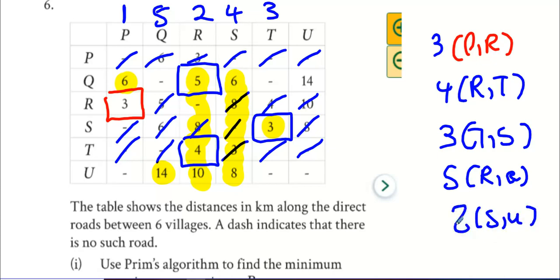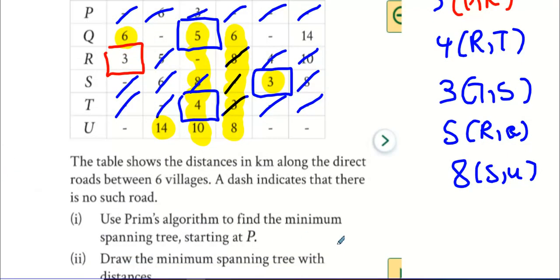S to U is 8. And when you add them all up together, 7, 10, and 23. So the 23 is the minimum length.